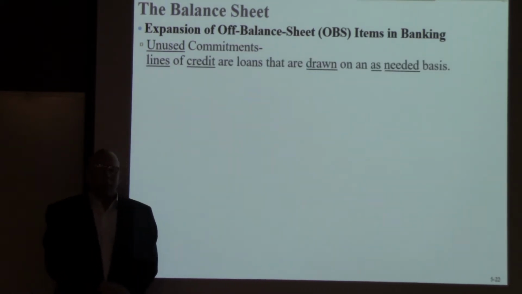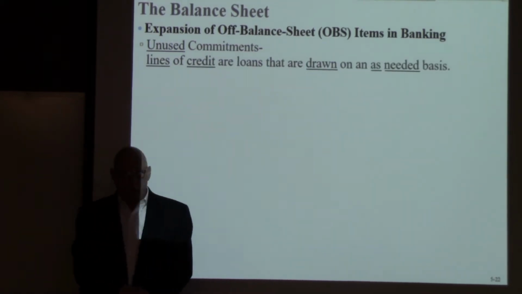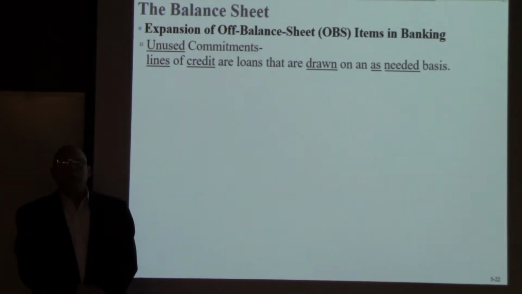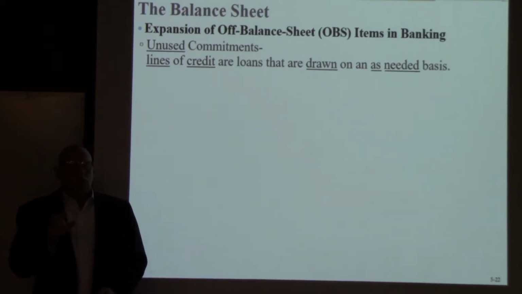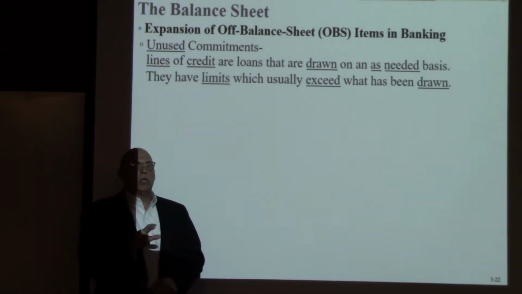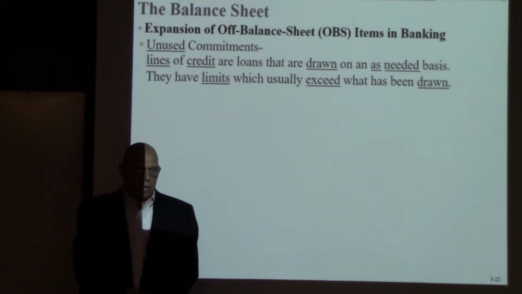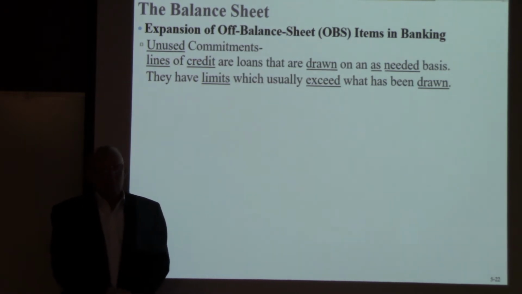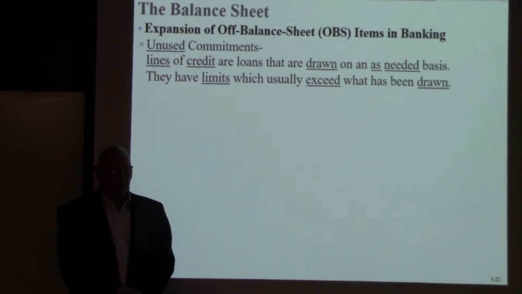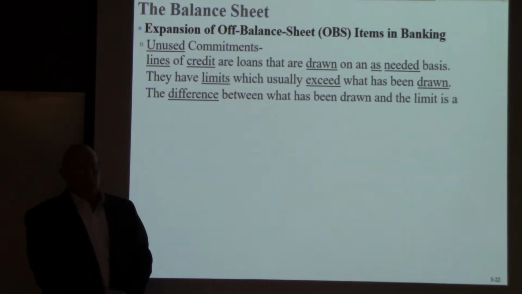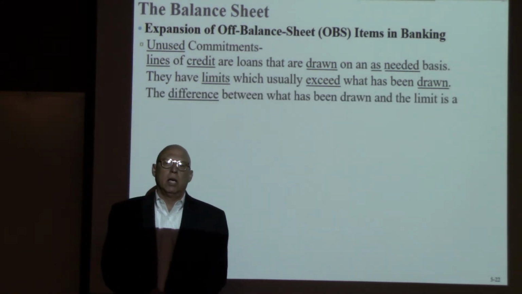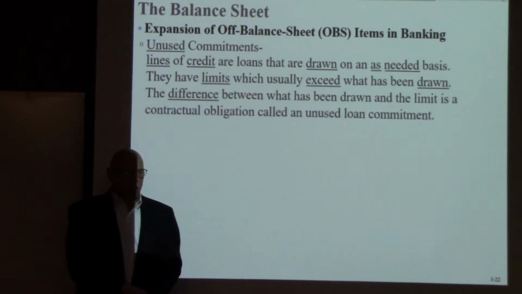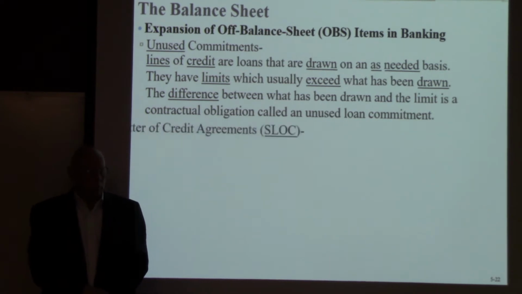A line of credit is a loan that a borrower draws on only when they need the money. Each of these lines of credit has a limit, a ceiling or cap, as to how much can be drawn. The difference between what a borrower has already taken and what the limit is called an unused loan commitment.